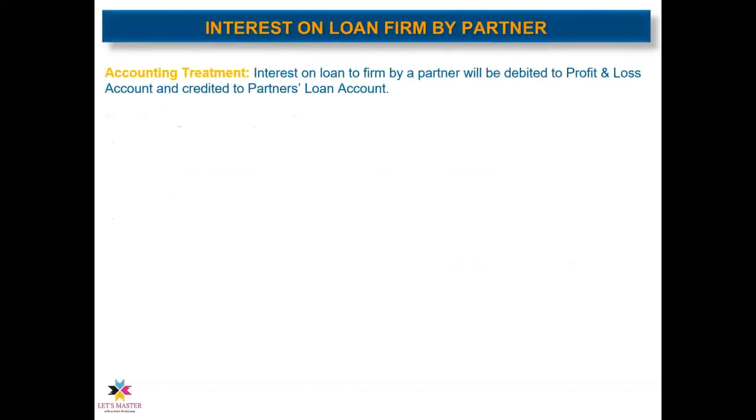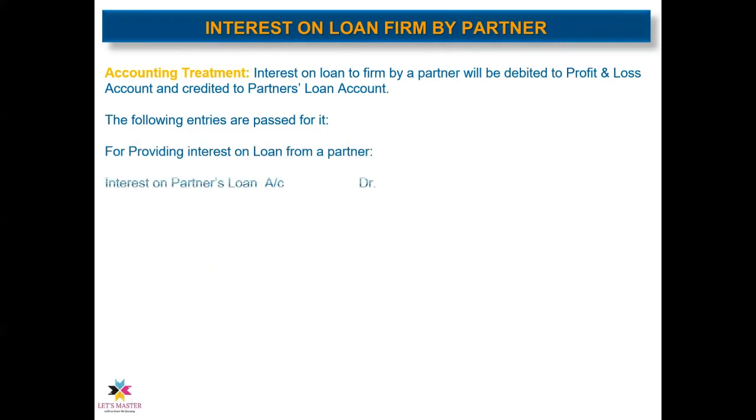If we talk about accounting treatment, it will be appearing in the profit and loss account and will be credited to partner's loan account. And the journal entry that we need to pass for providing interest on partner's loan is: we will debit interest on partner's loan account and credit partner's loan account, because the interest which is paid to the partner on partner's loan is an expense for the firm, so it is debited. And when we are providing interest, the balance of partner's loan account will increase. That's why partner's loan account is credited.